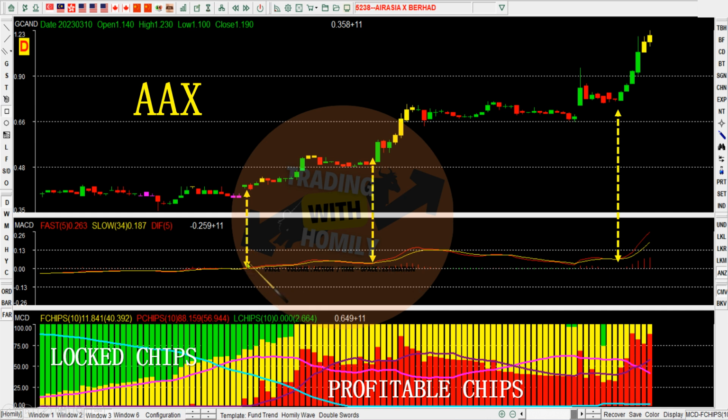For example, here, golden cross, we buy. Here, golden cross, we buy. Here, golden cross, we buy. Okay, but here I want to tell you the yellow candlestick has appeared. Yellow means short-term overbought. So be careful for a short-term correction.